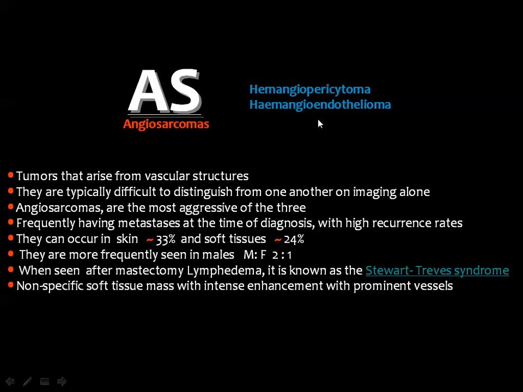And also the hemangioendothelioma, but angiosarcoma is one of the sarcomas that arise from the vascular structures, and it has no specific imaging criteria. They are considered one of the aggressive lesions in the domain of sarcomas, and frequently have metastases at the time of the diagnosis with a very high recurrence rate.